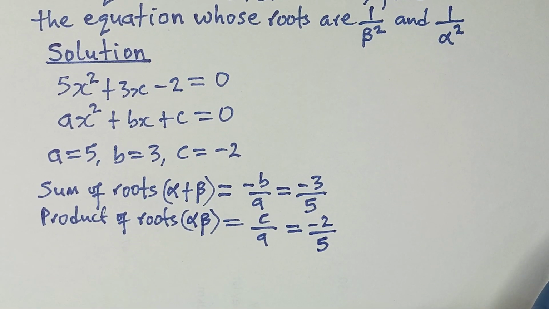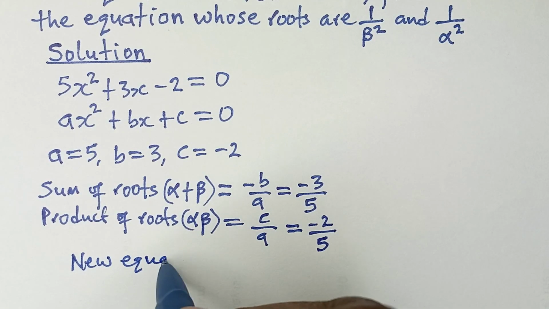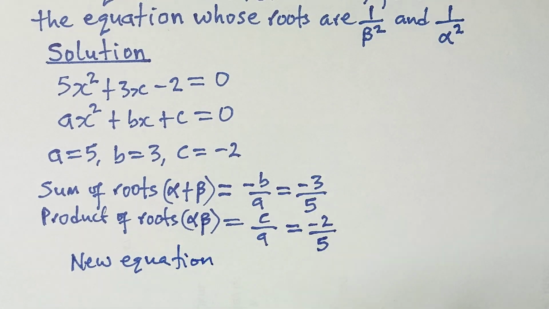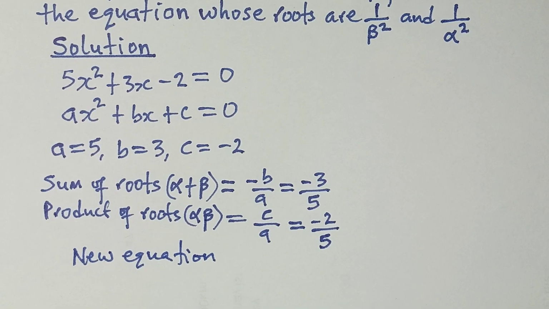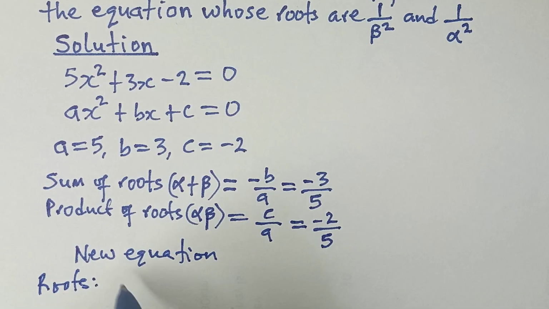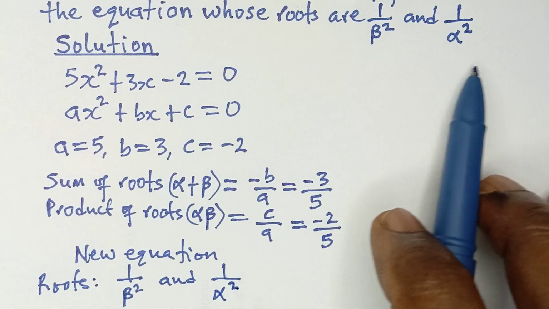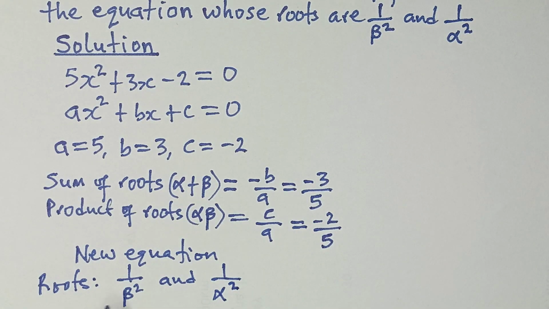Now we are told to find a new equation whose roots... Now let me write new equation, because that is what the question is asking us. We also find the new equation whose roots, that is the roots of the new equation, are 1 over beta squared from the question and 1 over alpha squared. That is what the question is asking us. So now, these are the new roots of the equation: 1 over beta squared, 1 over alpha squared.